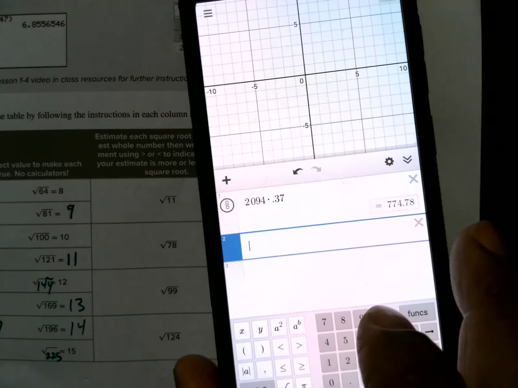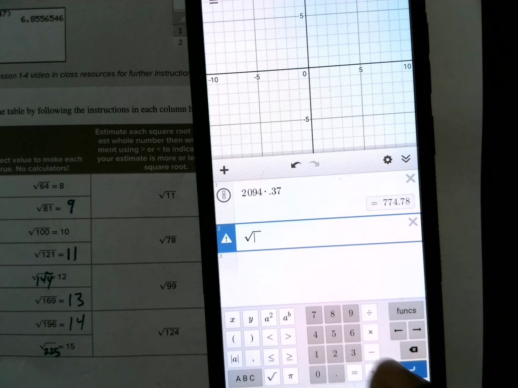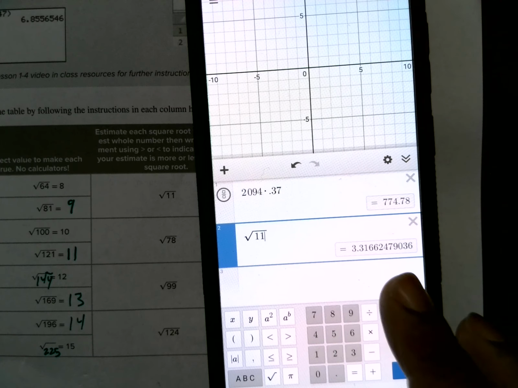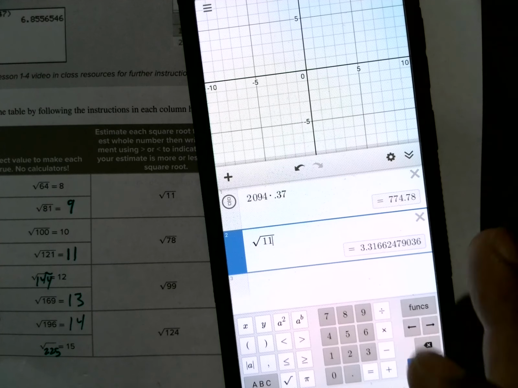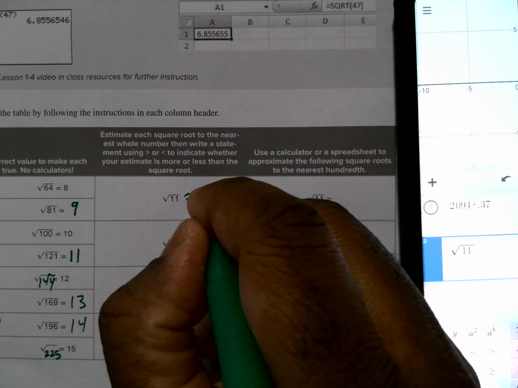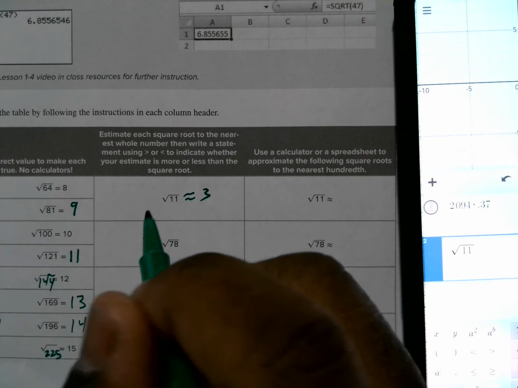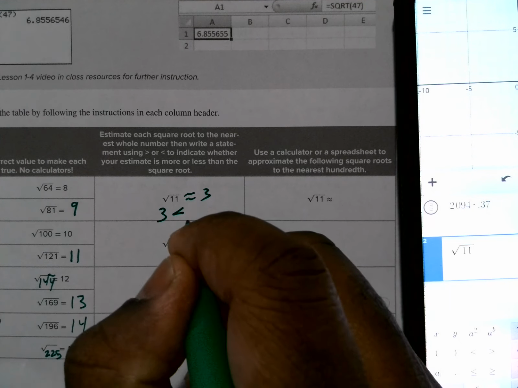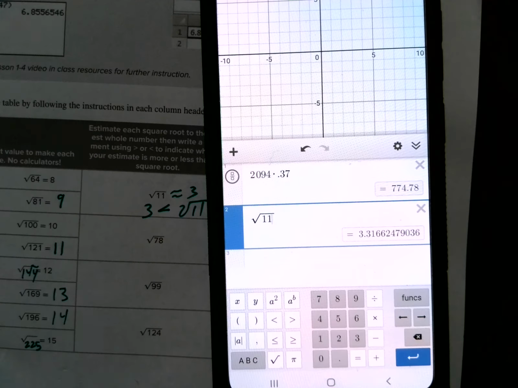Now, if you look here, we can put this in our calculator and just put the square root of 11. And if you notice, it's 3 point something. So we can round that to 3. So the square root of 11 is approximately 3 if we round to the nearest whole number. And we know that 3 is less than the square root of 11, because the square root of 11 is larger than 3.